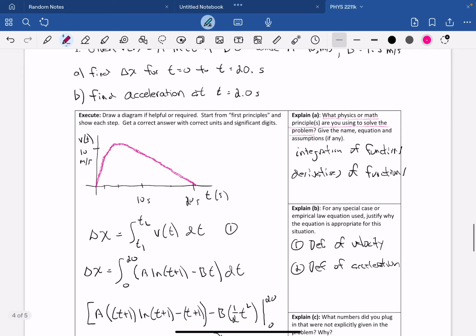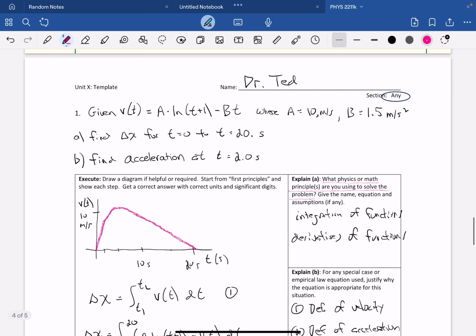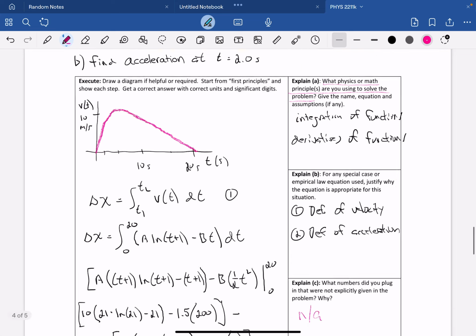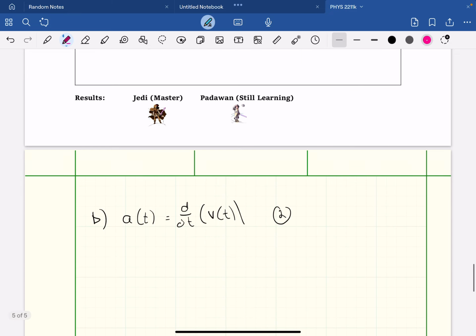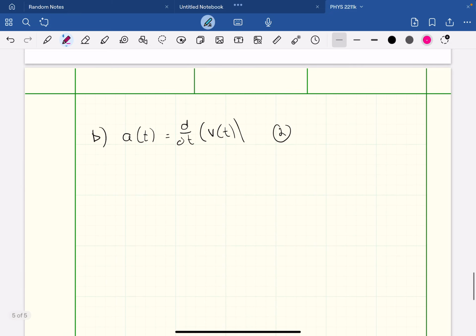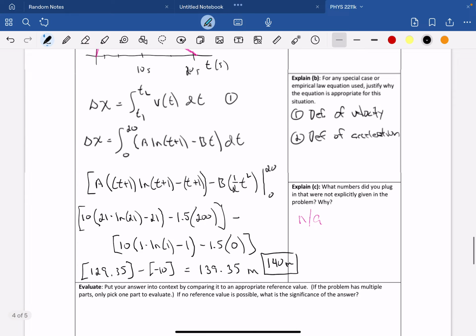All of the numbers that we're plugging in come directly from the problem. There's never a time where we're plugging in a 0 where it wasn't given to us. There's never a time we're plugging in some number that wasn't given in the problem. So we don't have to worry about that for this problem. All right, well, let's finish here. We are now looking at finding the acceleration at 2 seconds.